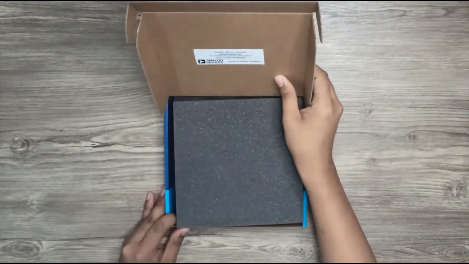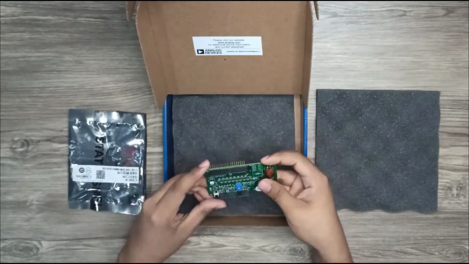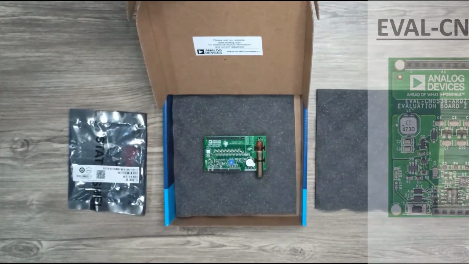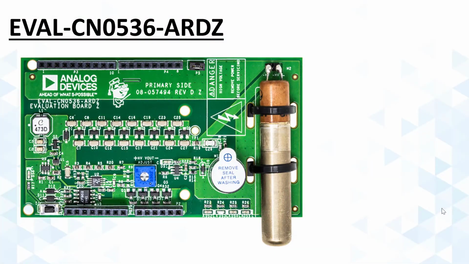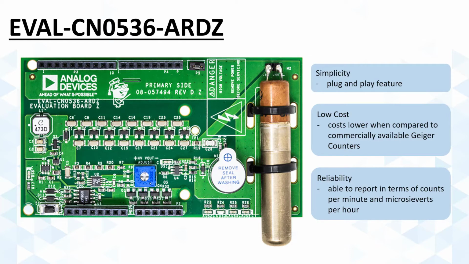The EVAL CN0536 ARDZ is a low-power Geiger counter in an Arduino form factor. While it cannot distinguish between different types of ionizing radiation, its simplicity, low cost, and reliability make it a compelling choice as a radiation monitor.